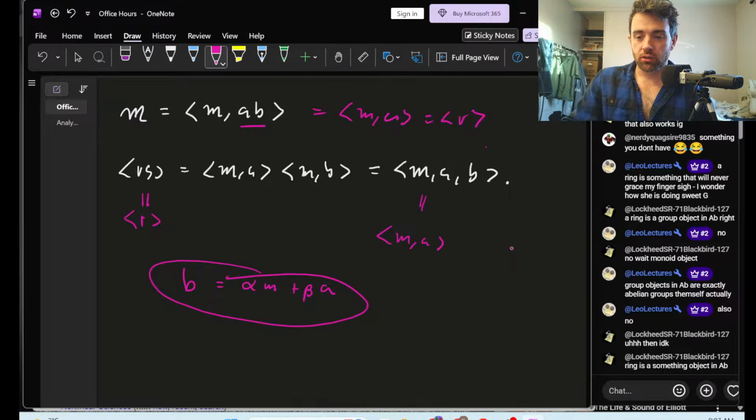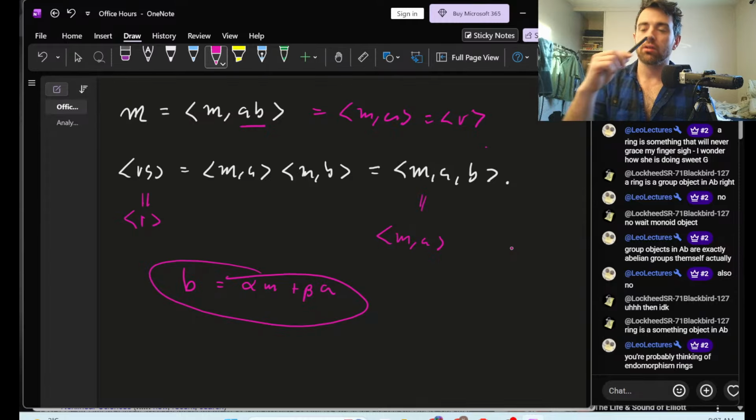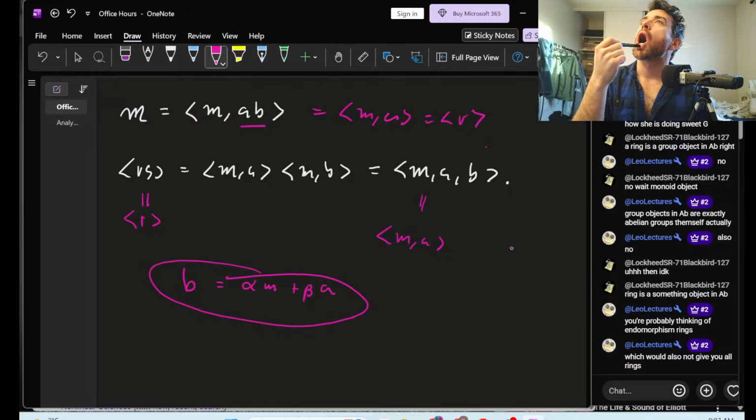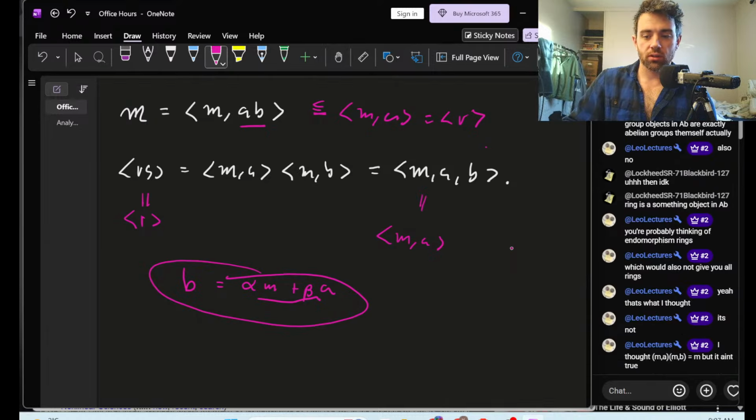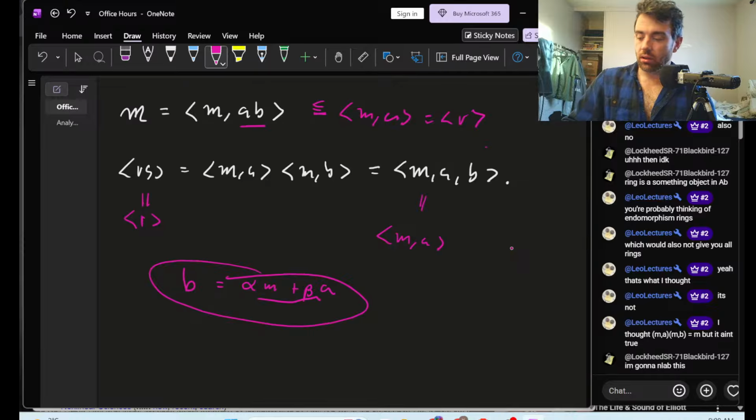Also, no? The group objects in AB are exactly abelian groups themselves, actually? Group objects in AB. Yeah, group objects in groups are abelian groups, but group objects in AB? Yeah, I guess you just use that same proof. I don't get equality here. I just have containment here, but why don't I? Oh, because I can't necessarily subtract off these elements. Right? No, you're right, that ain't true. Wait, MA times AB equals M. Right, yeah, that ain't true. Necessarily. Oh, okay.